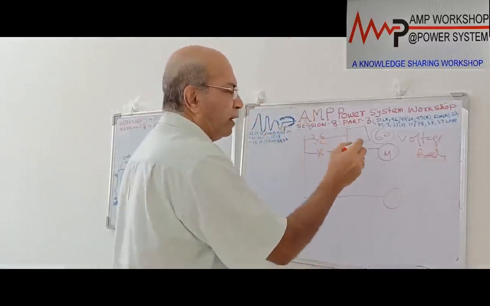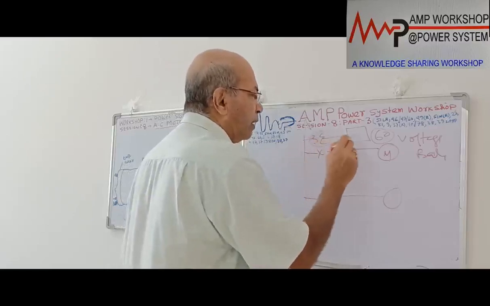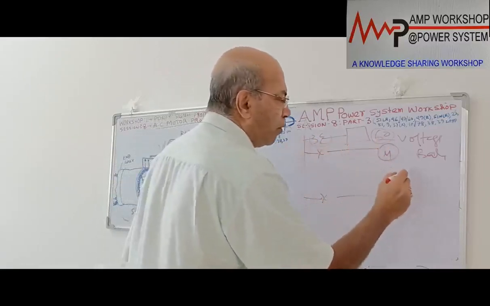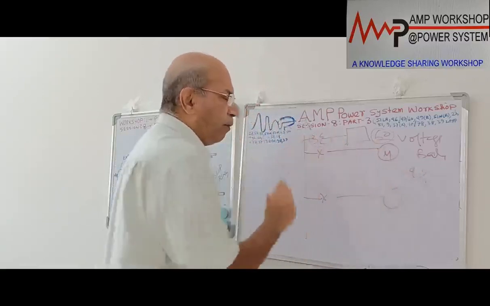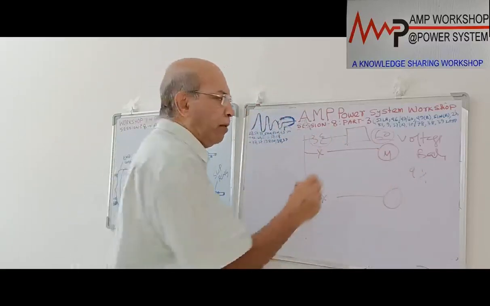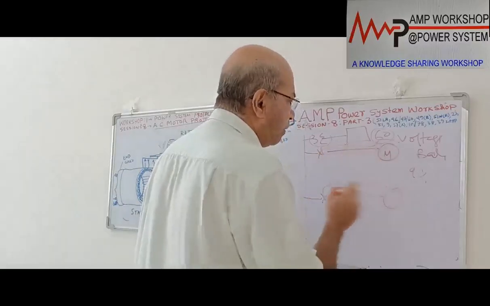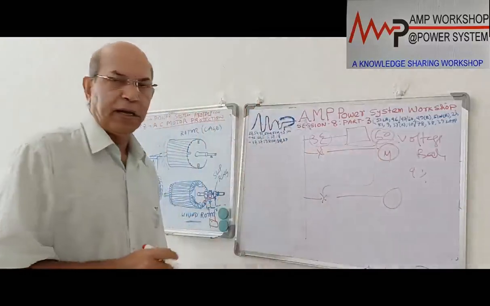When the voltage is balanced in all three phases, this voltage relay will not pick up. Suppose I have set a 4% unbalance. The moment there is a 4% unbalance in the voltage, immediately this relay will pick up and trip this breaker. All the motor breakers will be tripped this way. This is one way you can do it.